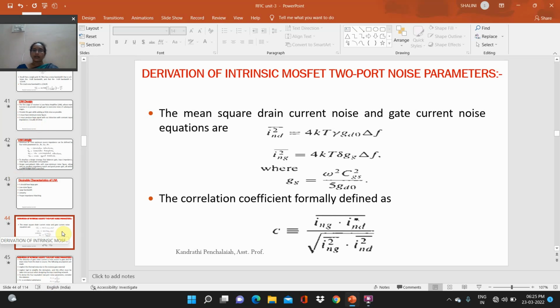The mean square drain current noise and gate current noise equations are I square Nd is equal to 4 kT gamma G D0 delta F. I square Ng is equal to 4 kT delta Gg into delta F, where Gg is equal to omega square C square Gs by 5 G D0, and the correlation coefficient is formally defined as C is equal to Ing into Ind by square root of I square Ng into I square Nd.